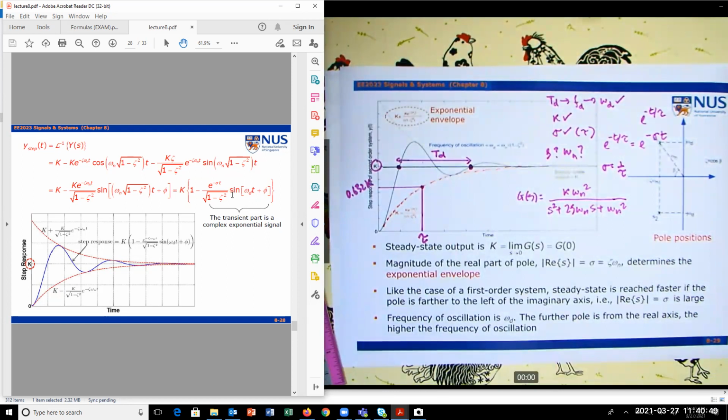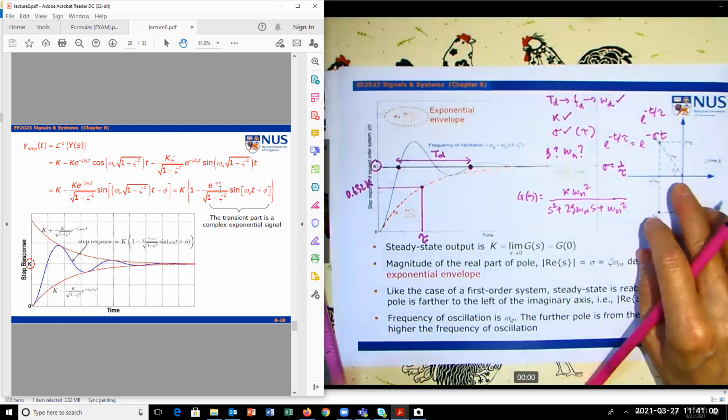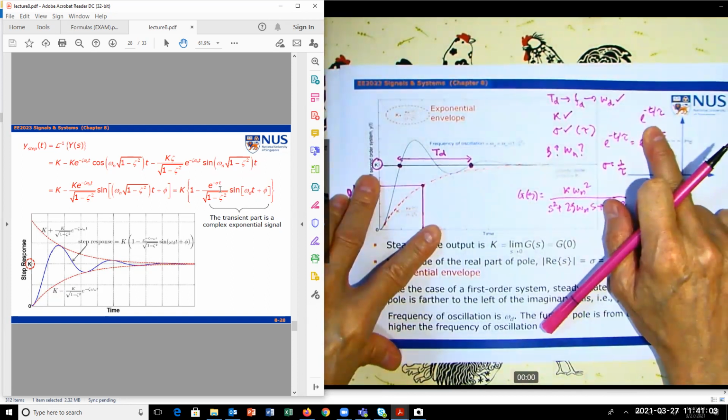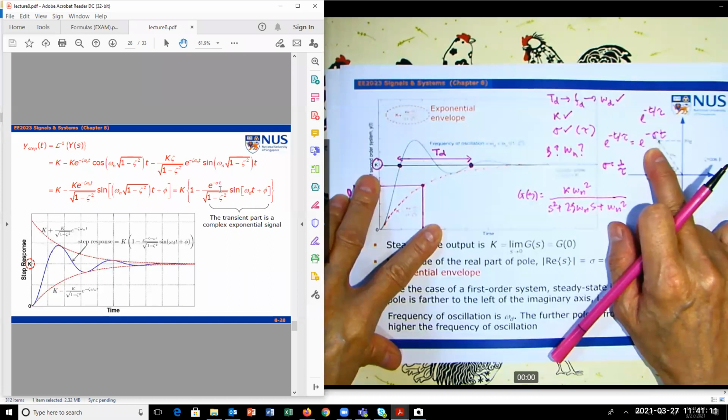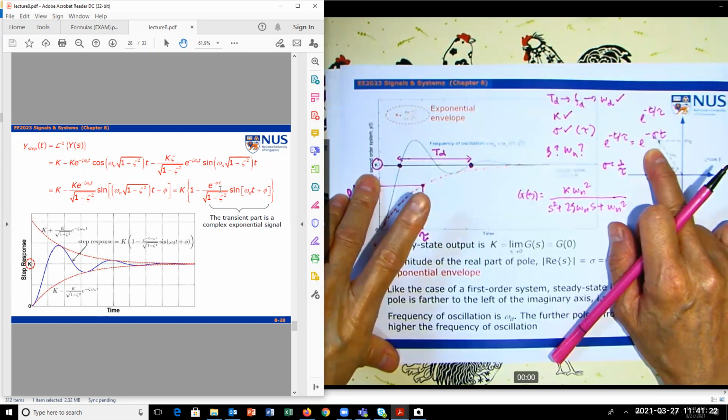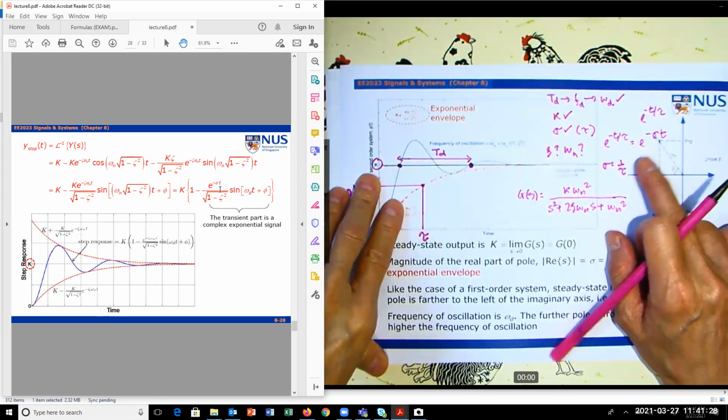Sigma is here. All right. So if you take our normal way of describing the time constant, it is e to the minus t over tau. So 1 over tau must be sigma. There, I equate here. So sigma is 1 over tau based on this formulation here.